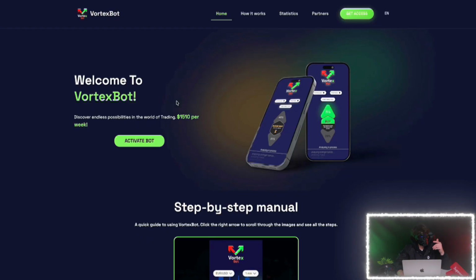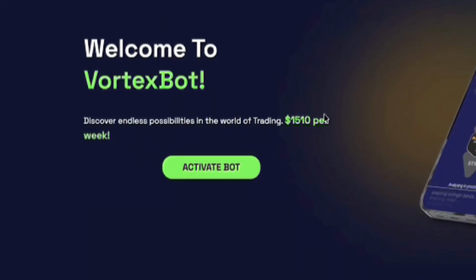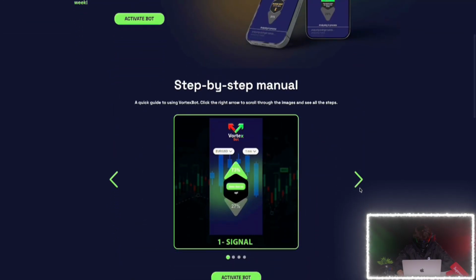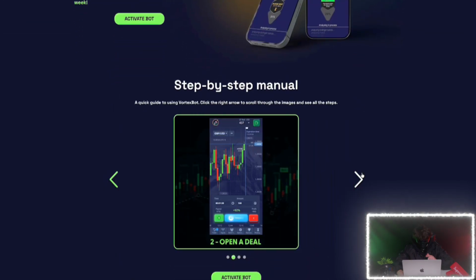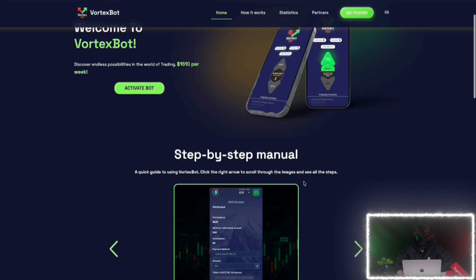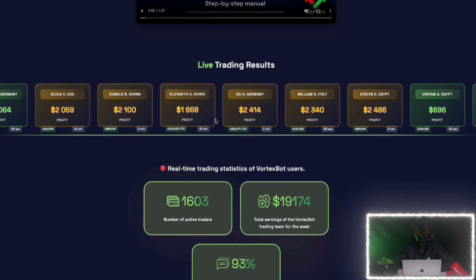What can we see here? We go to the main page of VORTEX Bot. Here there's also a button to activate the bot, which is a very helpful feature. Additionally, there is a step-by-step manual provided for your convenience. In other words, first comes the signal, second is opening the trade, then we lock in the profit and withdraw our funds. We also have a detailed video guide here on how to activate the bot and so on. There's nothing complicated about it.